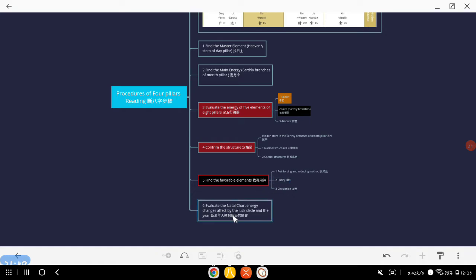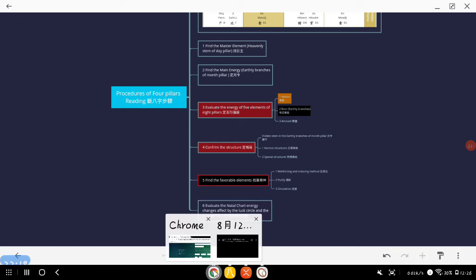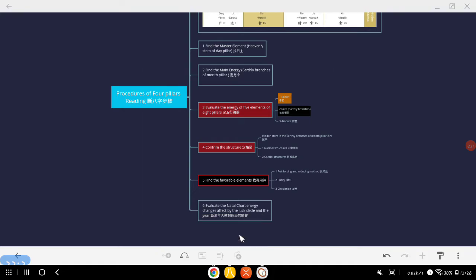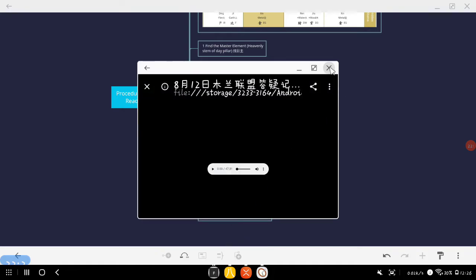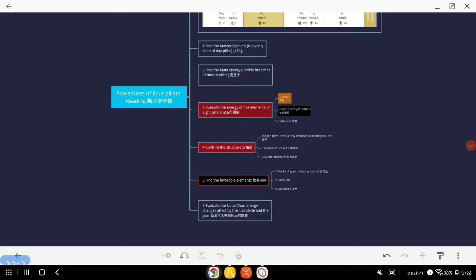And then you just evaluate the natal chart energy. There's an interaction with the natal chart energy and the luck cycle and the year and even the months. This part is more complicated, so I want to explain it with an example. So let's go ahead here. Now we're going to plot the chart.